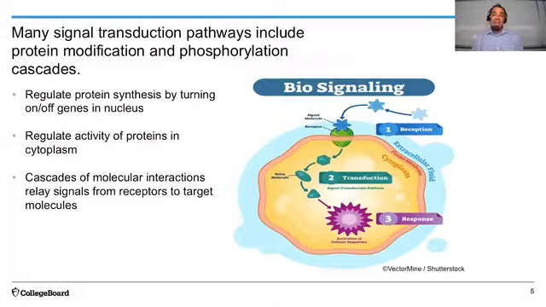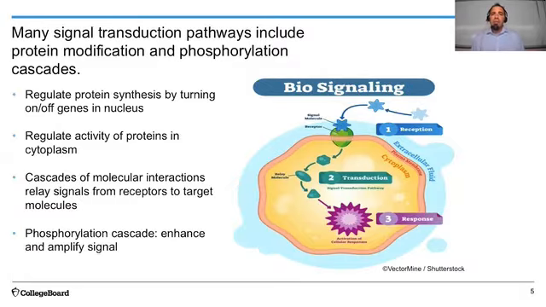So if you think of a cascade, think of water like cascading over a waterfall, it's going to pick up and it's going to be able to amplify the effect. And so phosphorylation cascades also enhance and amplify the signal, as I said. And so these cascades and phosphorylation cascades are important to get the signal to where it needs to go.